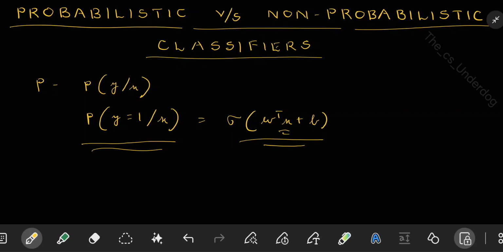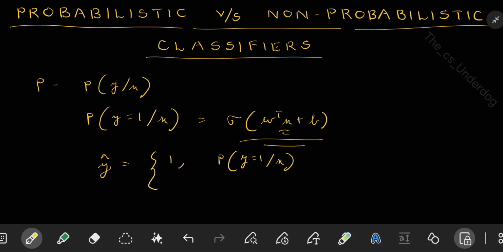Using that, what did we do? How did we decide on the class? To decide on the class, y cap will be class 1 if probability of y equal to 1 given x, considering just binary classification here, is greater than 0.5. Otherwise, if probability of y equal to 1 given x is less than 0.5, I'll say it belongs to class 0. So this is how we implemented the classifier.